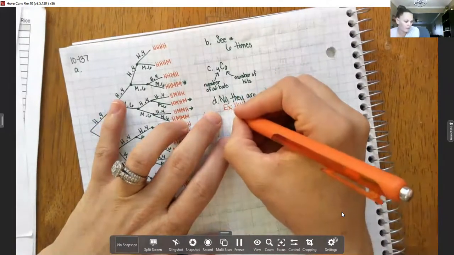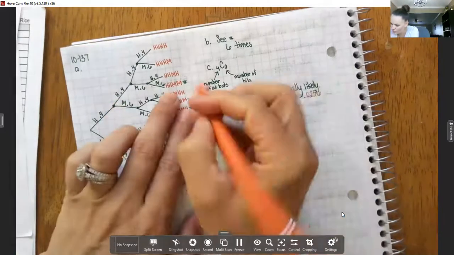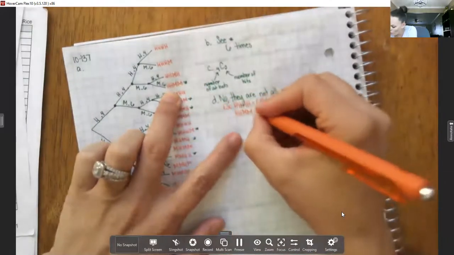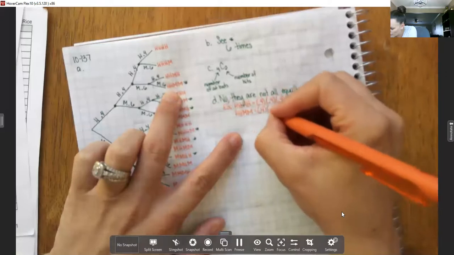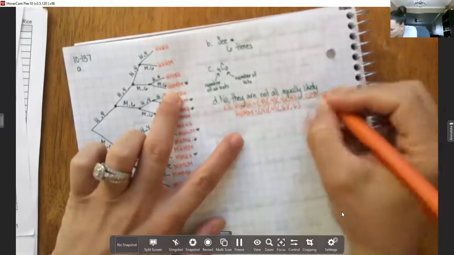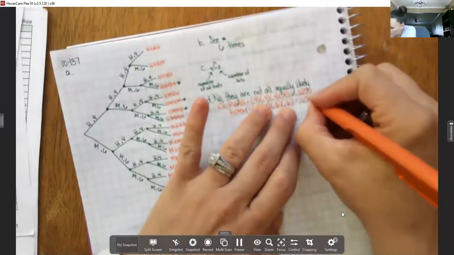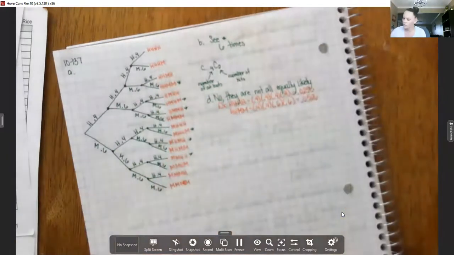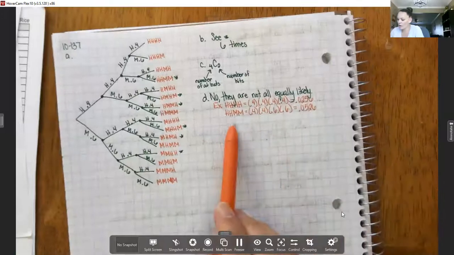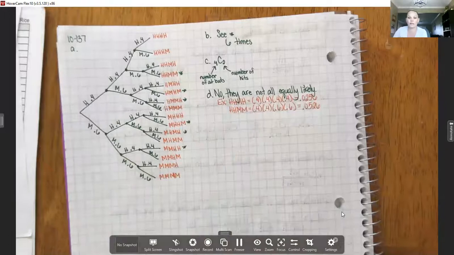And then HHMM, this first one with 2 hits and 2 misses, would be 0.4 times 0.4 times 0.6 times 0.6, which is 0.0576. So you can see she's more likely to get this with 2 hits and 2 misses than she is to get all 4 hits.